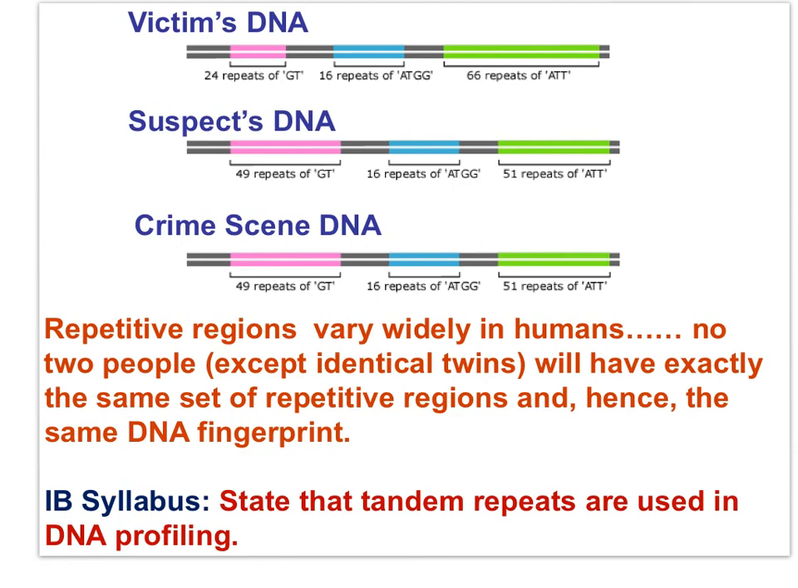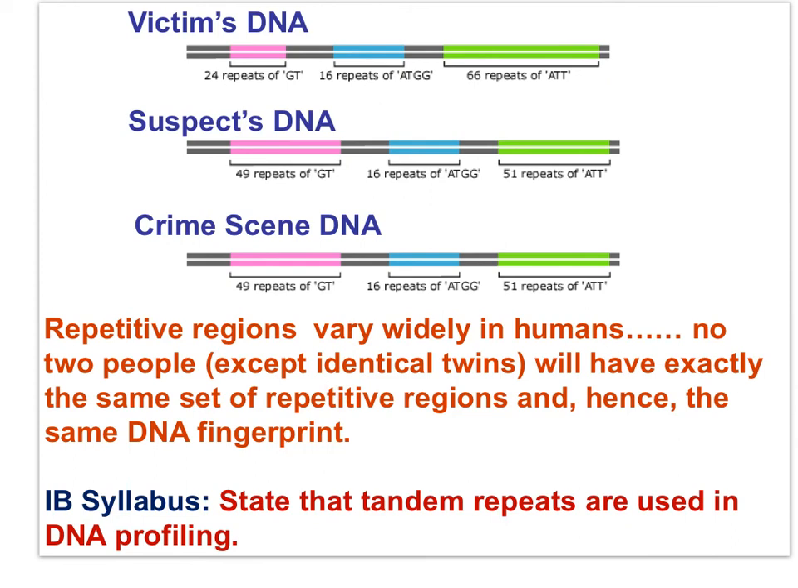Forensics investigations, paternity cases, and immigration tests use non-coding repetitive regions to distinguish individuals. Repetitive regions vary widely in humans. No two people, except identical twins, will have exactly the same set of repetitive regions, and hence no two people will have the same DNA fingerprint. And it is these repetitive regions that become the DNA of interest when DNA is amplified in PCR.